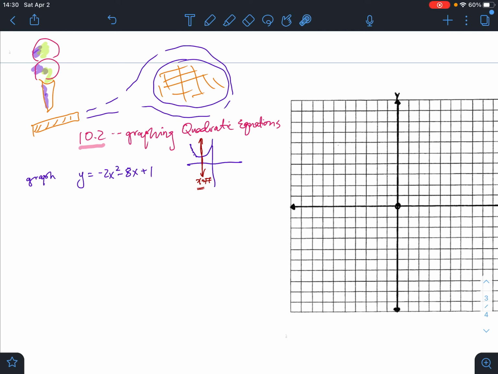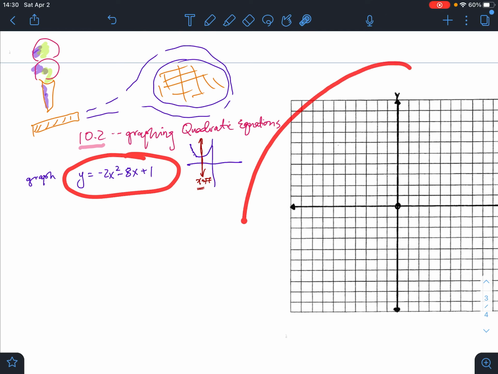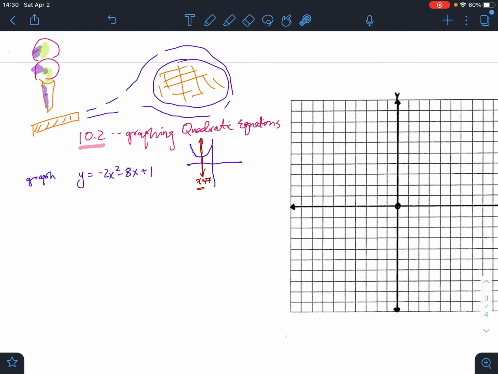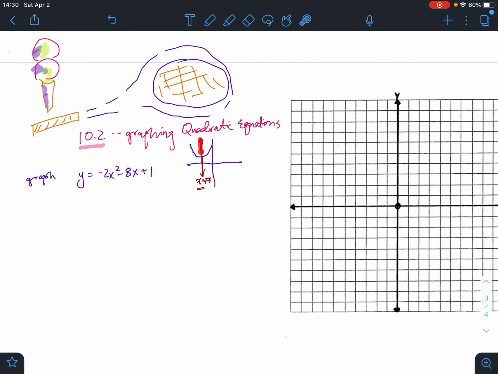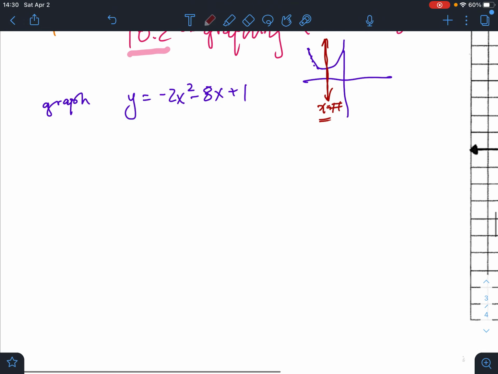So that is really important because if we're just given an equation and a blank graph, it can be quite daunting. It's like, okay, where does this graph even exist? Where do we even start? And that is the key. We're trying to find this axis of symmetry, which is given by, for any quadratic equation, x is equal to negative b over 2a.